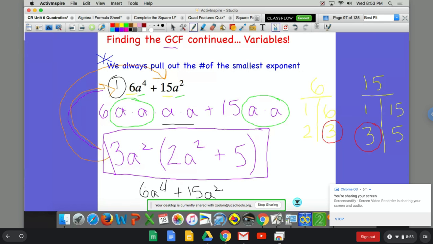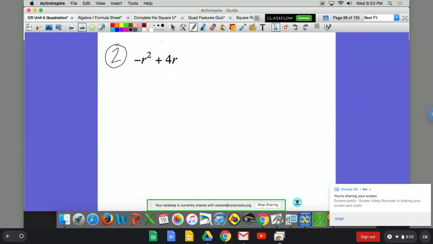So now, example 2. So with this one, there's two things we got to notice. One, once again, we have variables in both terms. We have r's, but you also have a negative out front. And remember, anytime we have a negative out front, that tells us that we are going to also have to factor out a negative. So go ahead and pull the negative out.